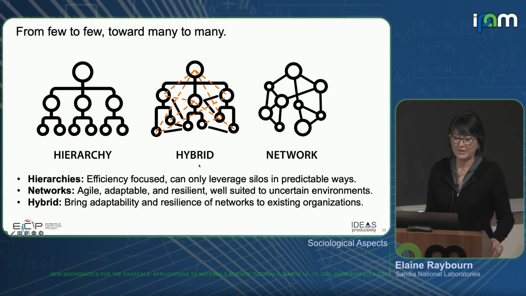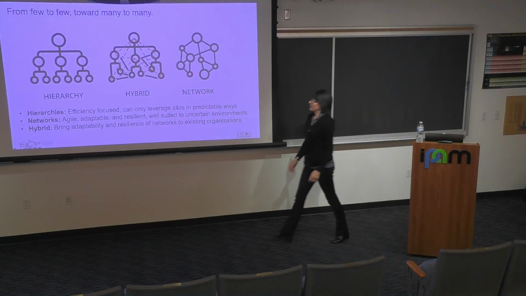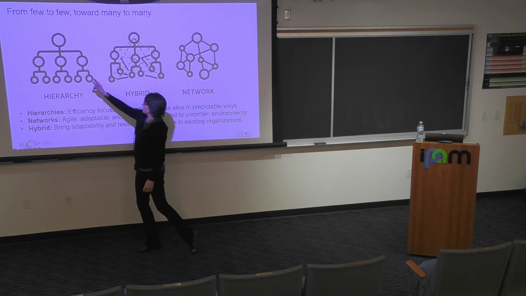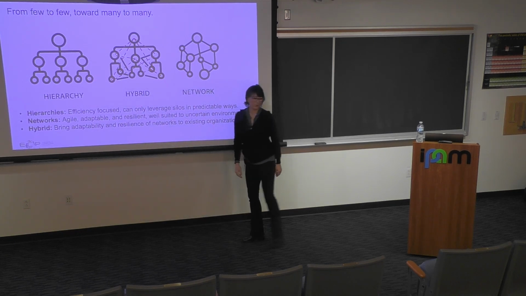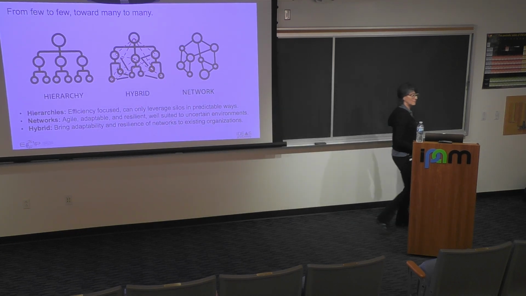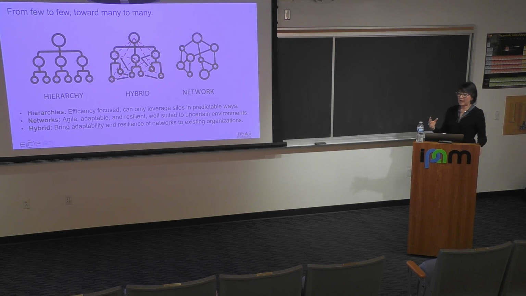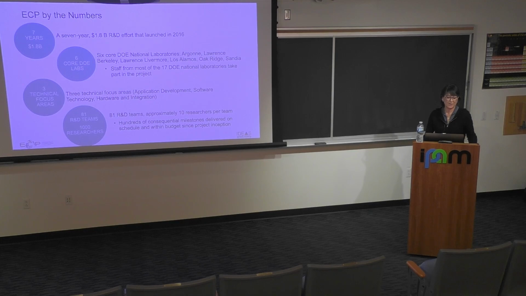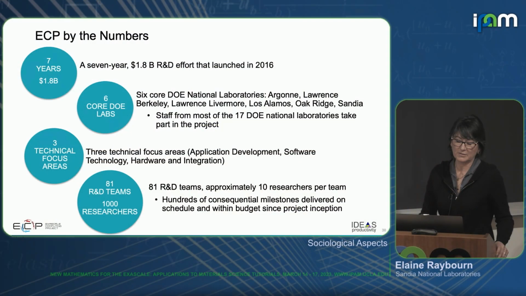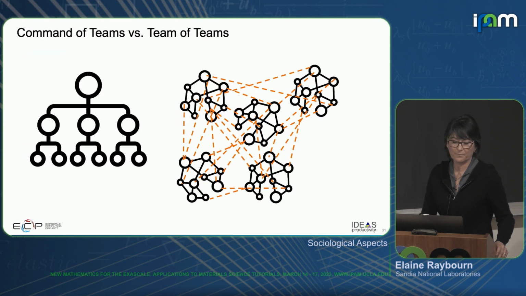And so the hybrid is actually, if you notice here, what we're trying to do is consider the network in each of these nodes here. So you have, in a sense, the teams of teams. There can be a hierarchical structure, but you want to be able to have these teams that understand that their goals are shared and that they can communicate with each other. And so you saw this slide. This was about our Exascale computing project.